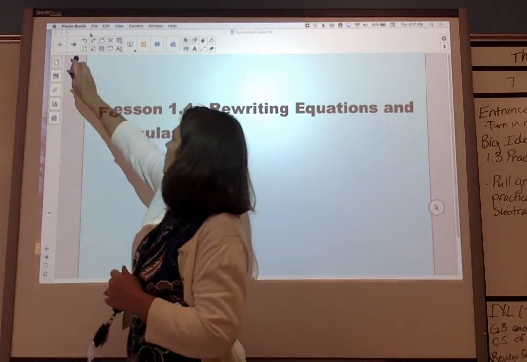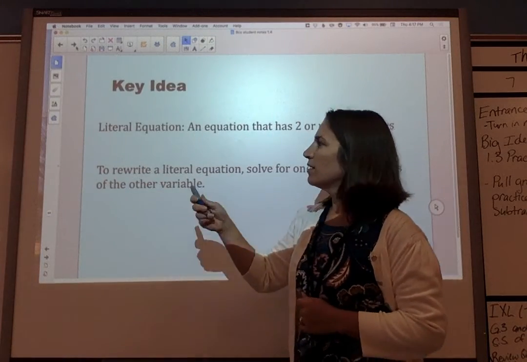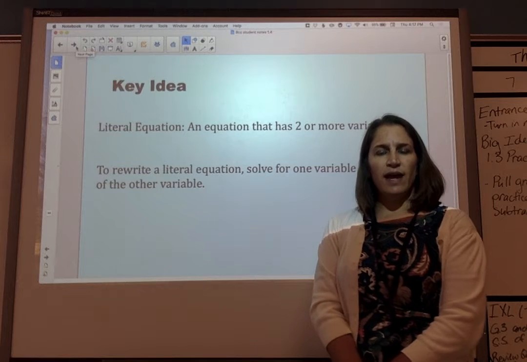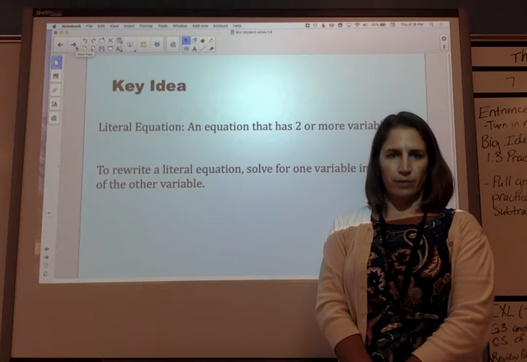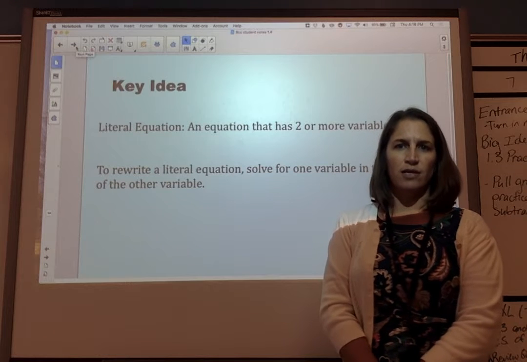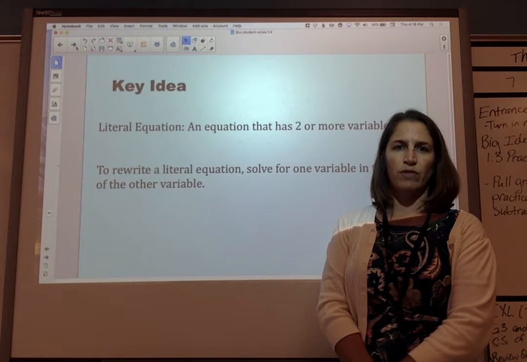So to start with, let's go ahead and look at a key idea. A literal equation is an equation that has two or more variables. So go ahead and get that definition down.